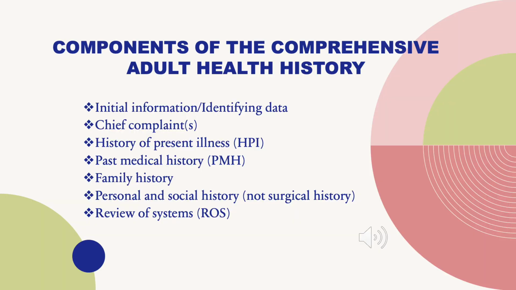So, what are the components of the comprehensive adult health history? These are the 7 components: initial information, chief complaint or complaints, history of present illness or HPI, past medical history, family history, personal and social history, and then review of systems, so ROS.